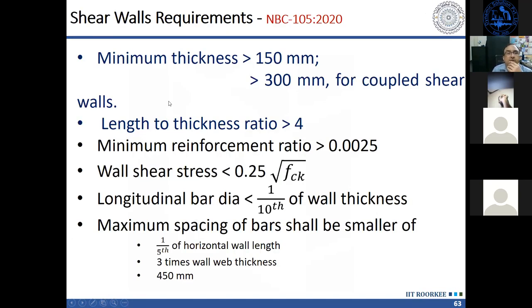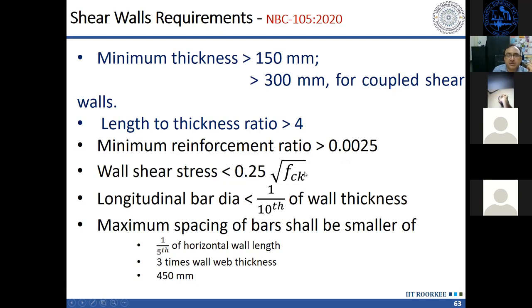Okay. So there are some requirements in the code. Minimum thickness greater than 150. Actually, it is the same as IS 13920. And for coupled shear walls, it has to be 300 millimeter. In coupled shear walls, we will see later that we need special reinforcement. We have to place the reinforcement properly, and that's why the larger thickness is needed. And the length to thickness ratio has to be more than 4. Minimum reinforcement is 0.25%, and the shear stress has to be less than 0.25 fck.